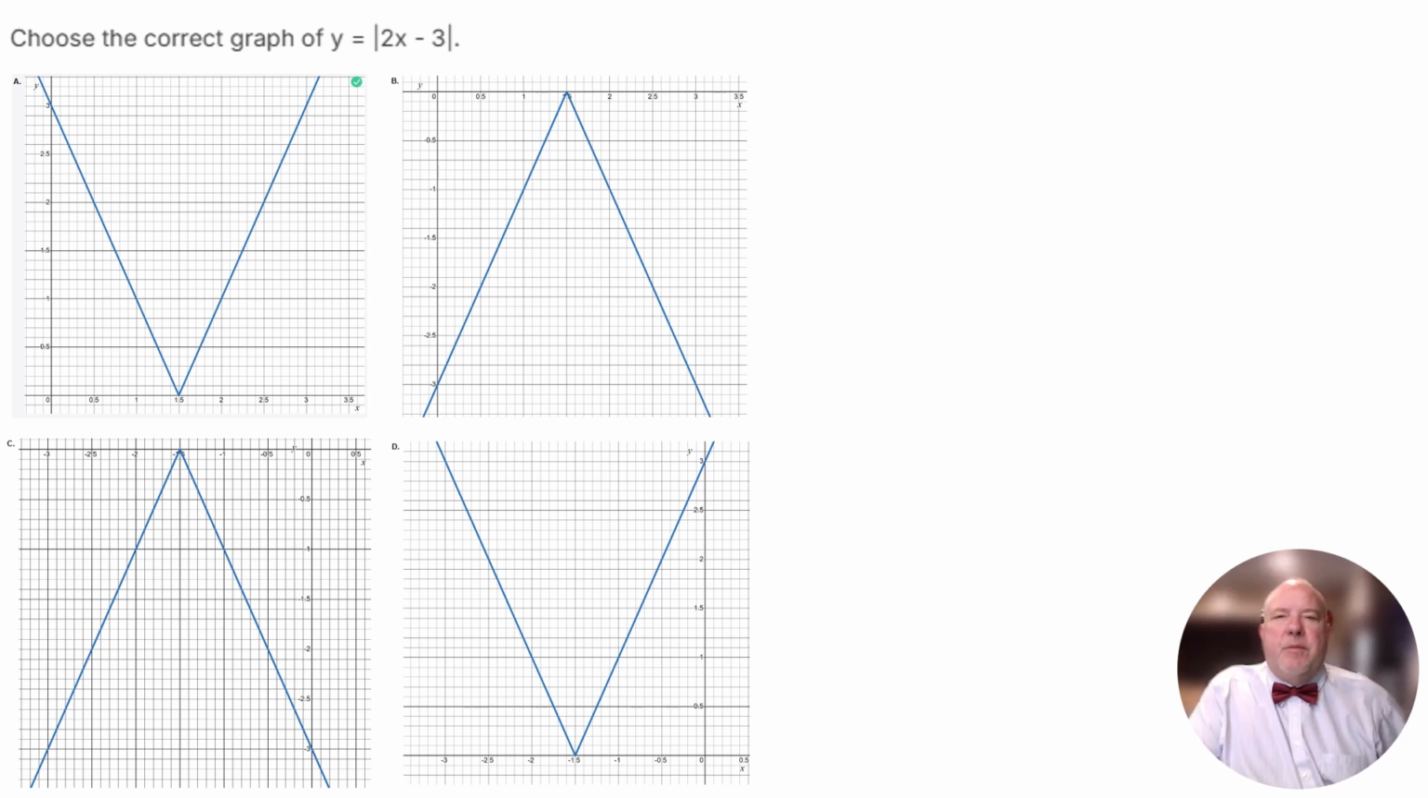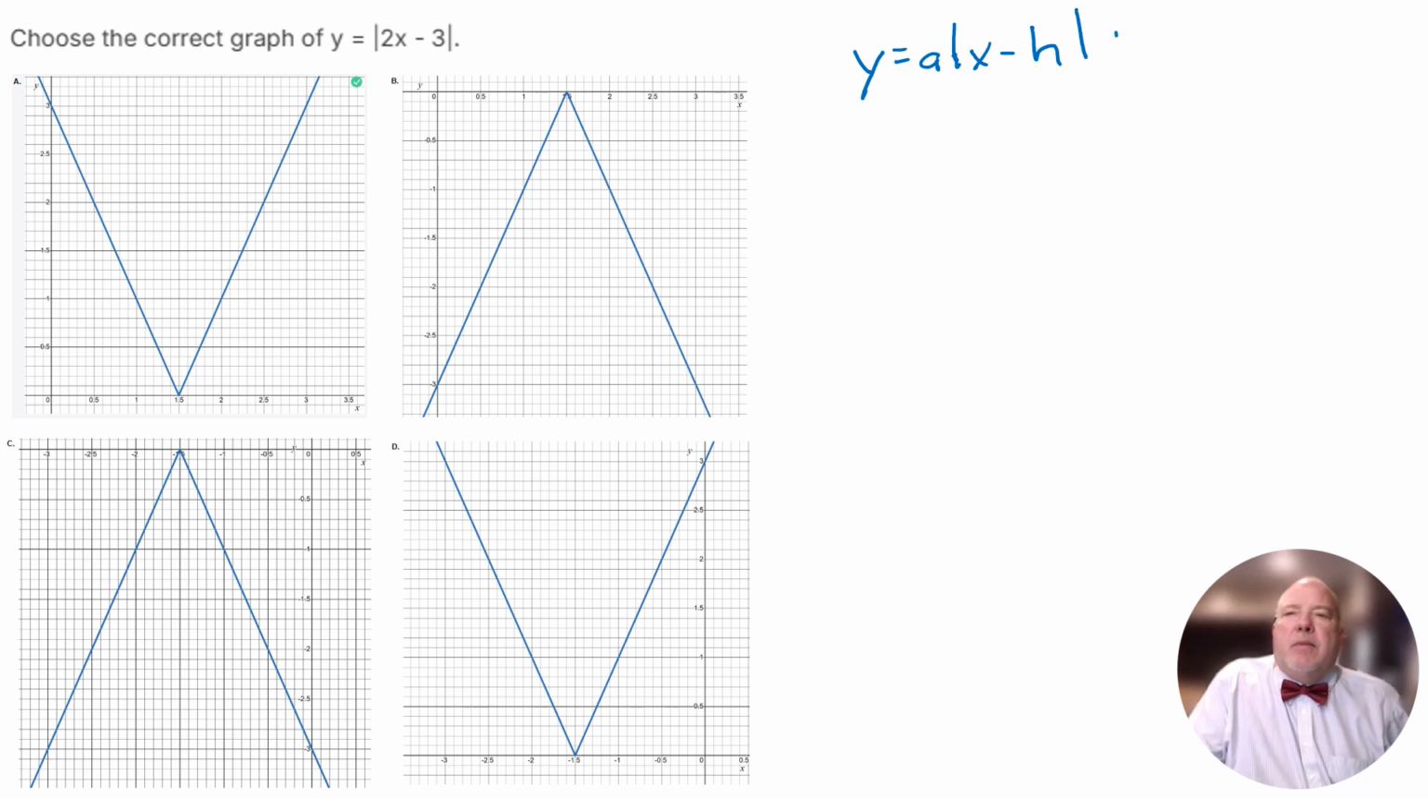So in this question, we're being asked to graph an absolute value function, or an absolute value equation. Now, the standard form of an absolute value equation looks like this: y equals a times the absolute value of x minus h, plus k. Notice the standard form doesn't have anything for a coefficient on the x value here.